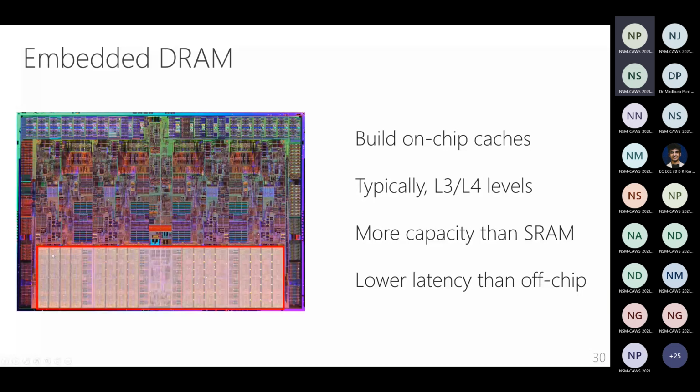So an embedded DRAM is essentially DRAM built on top of a logic die, I mean, directly inside the logic die. And of course, this provides more capacity than SRAM because the DRAM cell is much smaller than an SRAM cell, and it also offers lower latency than off-chip because these embedded DRAMs actually use a smaller mat size. The mat size here is much smaller, therefore we get lower latency.